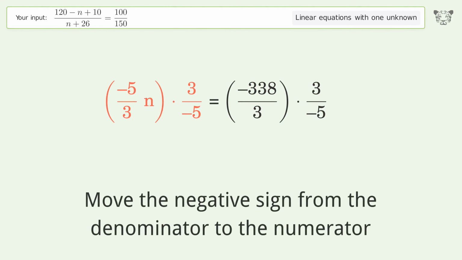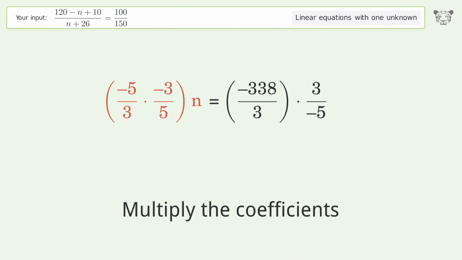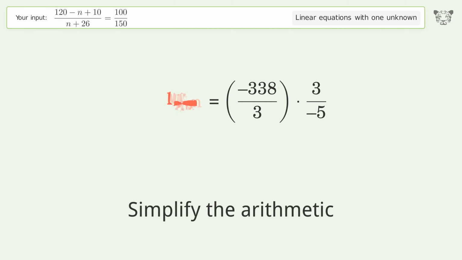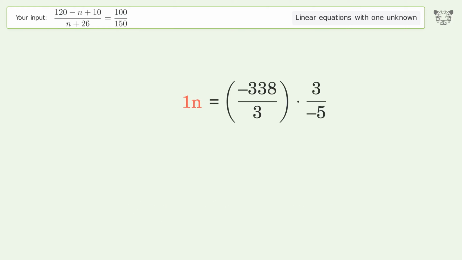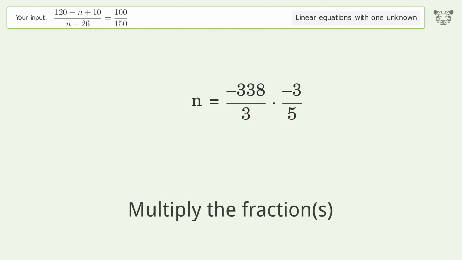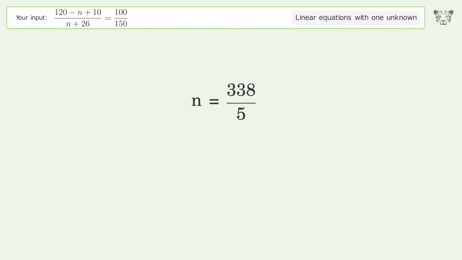Move the negative sign from the denominator to the numerator. Group like terms. Multiply the coefficients. Simplify the arithmetic. Move the negative sign from the denominator to the numerator. Multiply the fractions. Simplify the arithmetic. And so the final result is n equals 338/5.